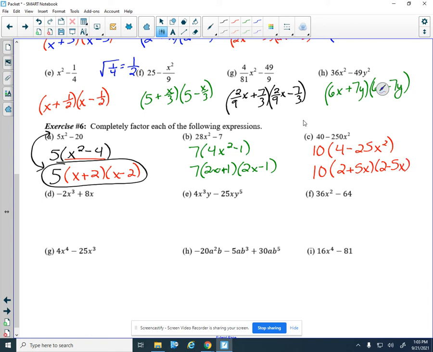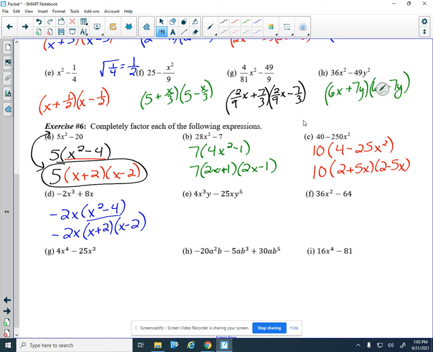And the next one, I have a GCF of negative 2x. So I have my negative 2x out. And then this is difference of perfect squares again. So x plus 2, x minus 2.